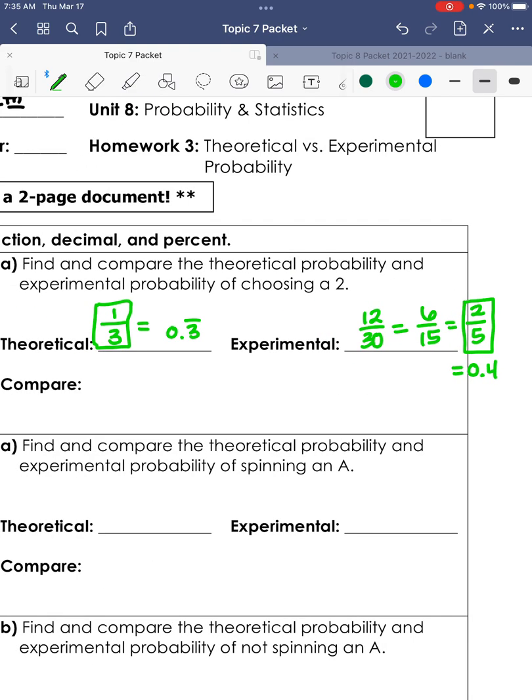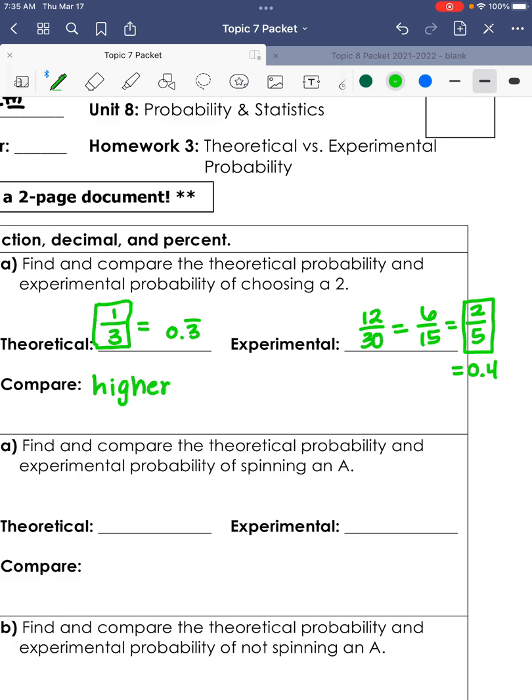Okay, so now I'm comparing my two decimals. So I have 0.4 compared to 0.3 repeating. Which one is bigger? Well, this one right here is bigger. So I know that the experimental probability is higher than expected. And that's what I'm going to write where it says compare.